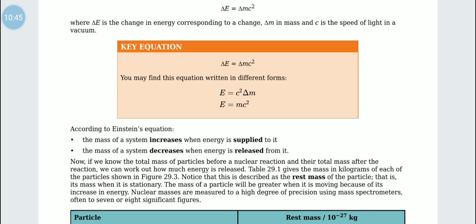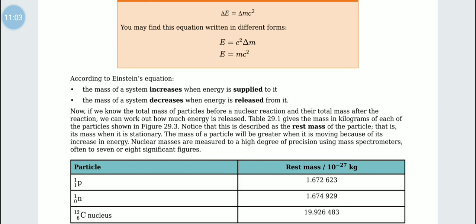So when energy increases, the mass of a system increases. That means if energy is supplied to it, the mass would increase. The mass decreases when energy is released. So there is a direct relationship. Now this is actually proof for us of why the total mass of particles before the nuclear reaction and their total mass after the reaction are different. After the reaction means after they are separated, work has been done on those, and as a result, its mass would increase.